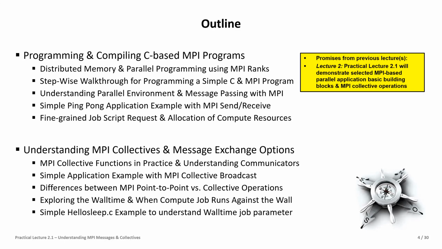And then a little bit of thinking about what a job script context is. Also, when you think about our U-turn system, what does it mean to allocate maybe just 2 cores or 2 nodes and so on. The second part will then go more deeply into the broadcast operation.